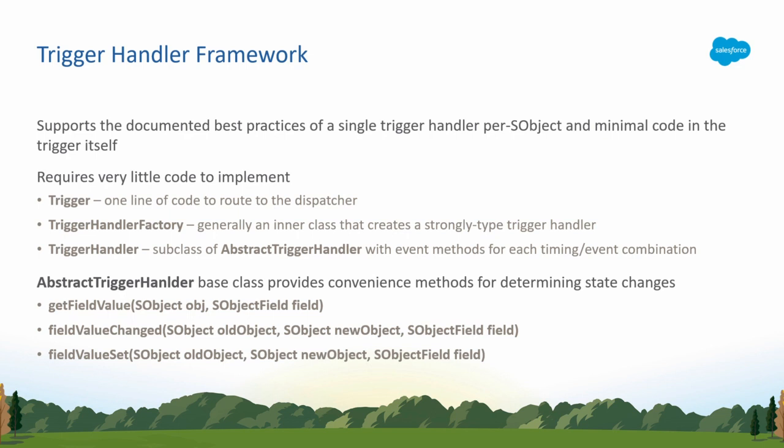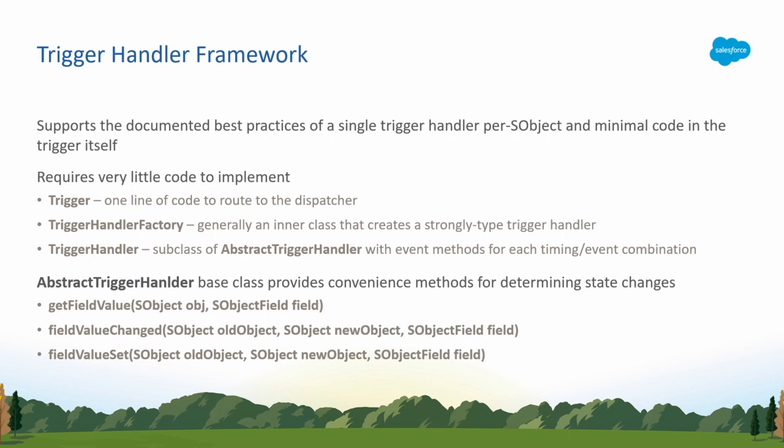And then you actually implement the trigger handler. And the trigger handler itself, as you'll see in a minute, is exactly what you'd expect. It gives you the ability to override selective methods for a combination of timing, before or after, and whatever the DML event is, upsert, insert, delete, undelete, whatever it happens to be. Those are all interfaces, or rather trigger handler factory and trigger handler interfaces.